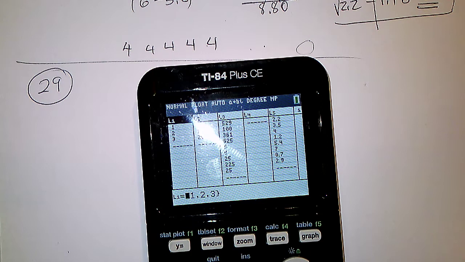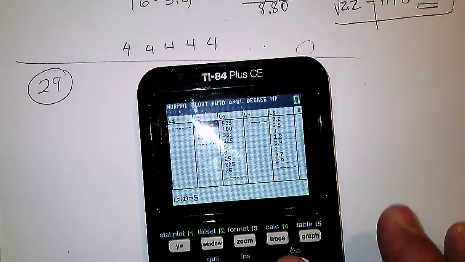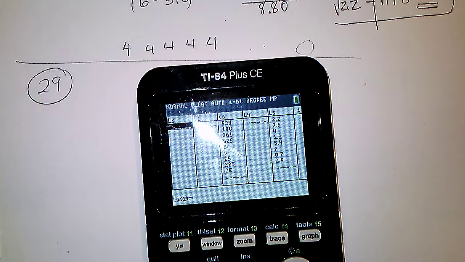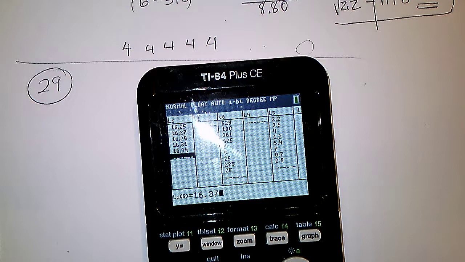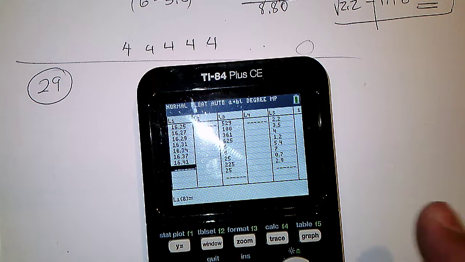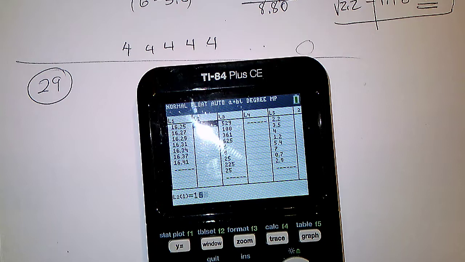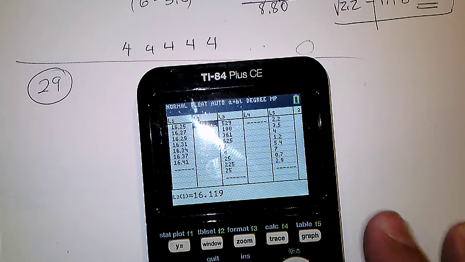So I'm going to go up on list 1, clear it, come down, go to list 2, clear it, come down. In list 1, I'm going to put supplier A, which was 16.25, 16.27, 16.29, 16.31, 16.34, 16.37, 16.41. The second supplier was 16.19. Only one.